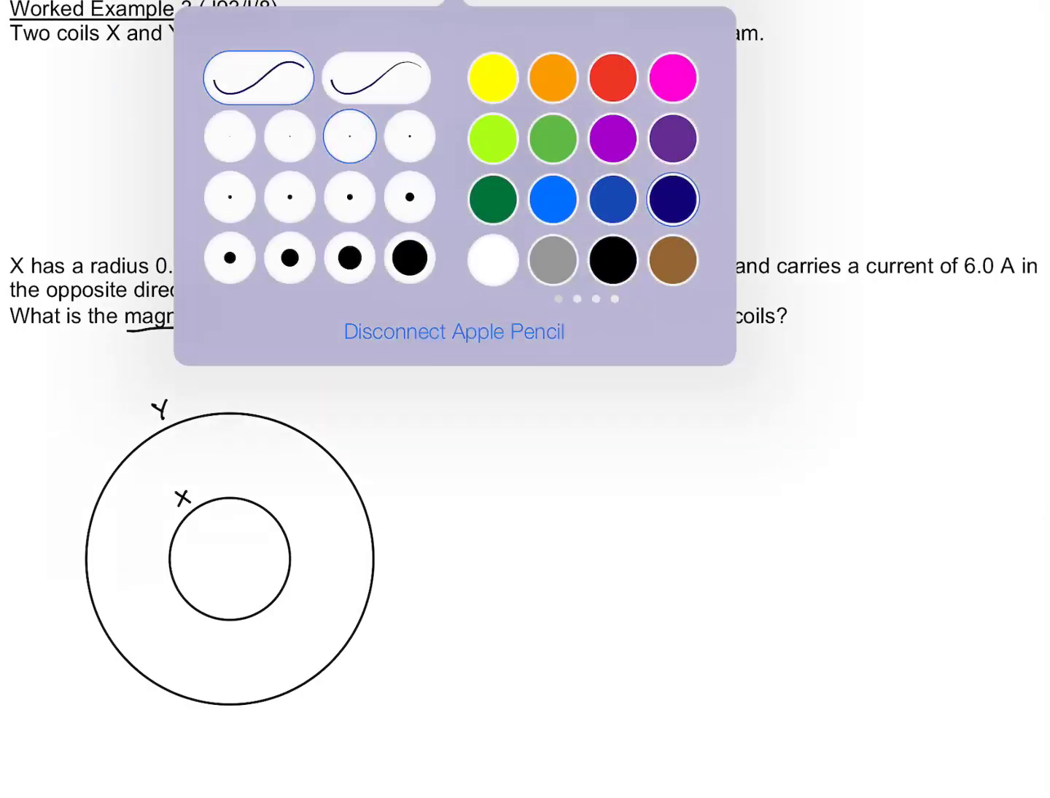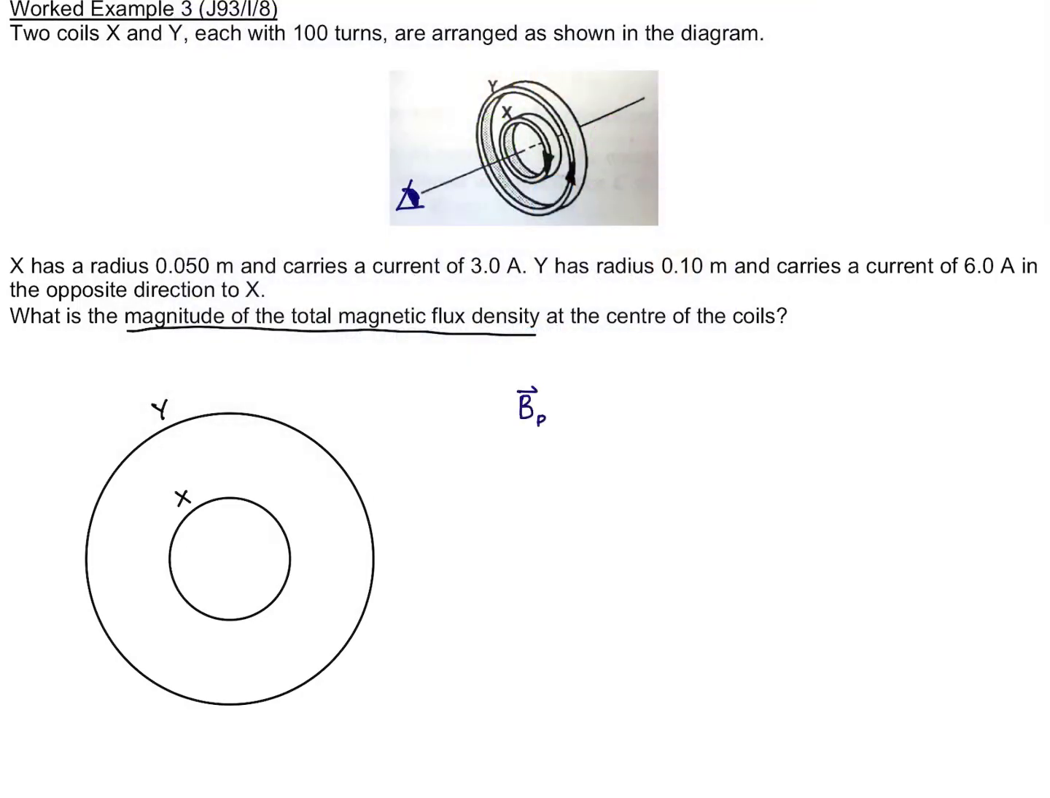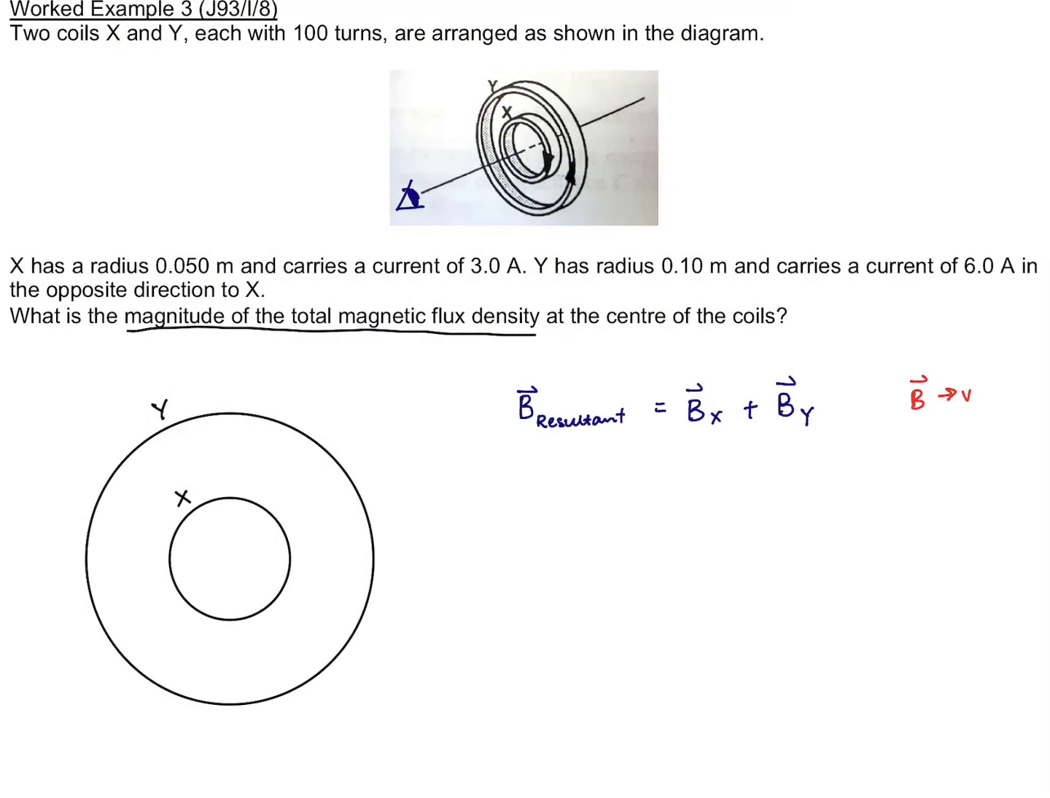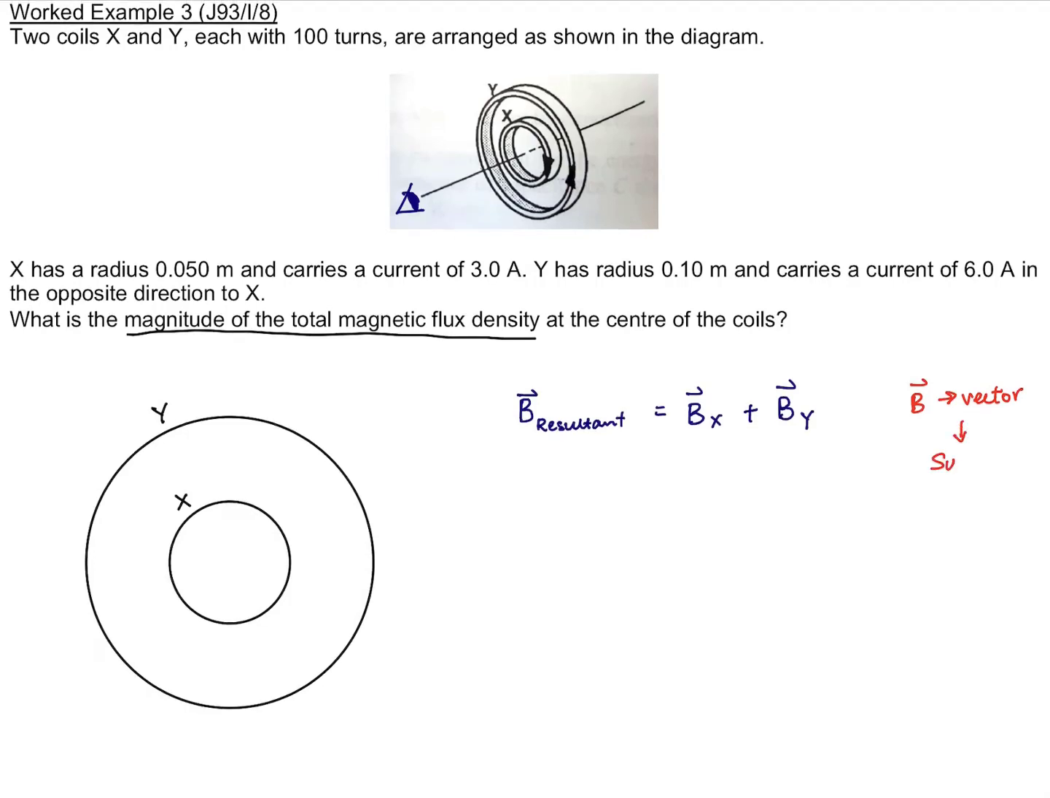So this is what we want to find. B resultant, I'm going to call this resultant, at the center of the coil. Now we know that the magnetic flux density at the center is due to the magnetic flux due to X plus the magnetic flux that is due to Y. And we also know that B itself is a vector quantity. So whenever we want to sum two terms that are vectors, the summation must be vectorial. So we need to consider the direction of both X and Y.